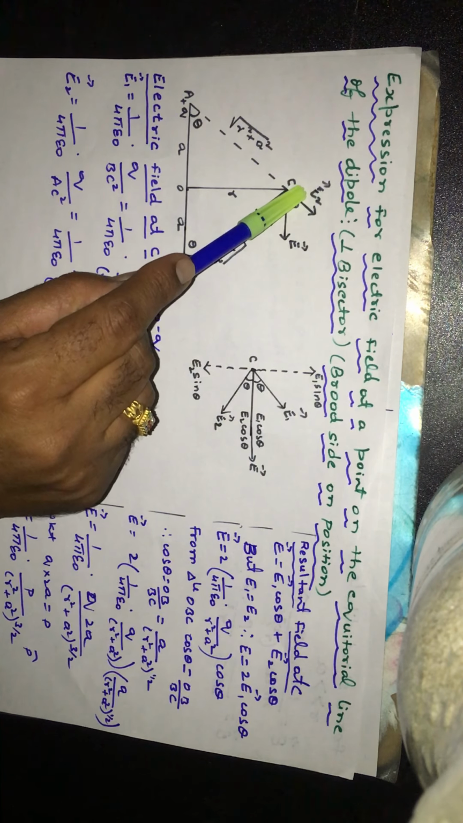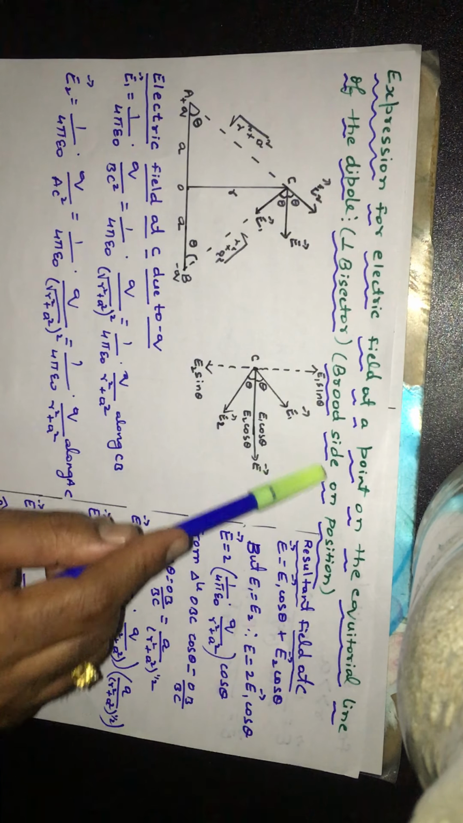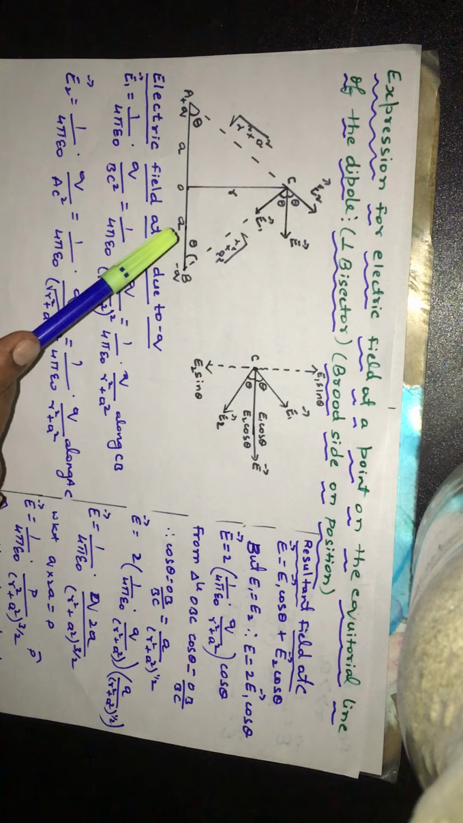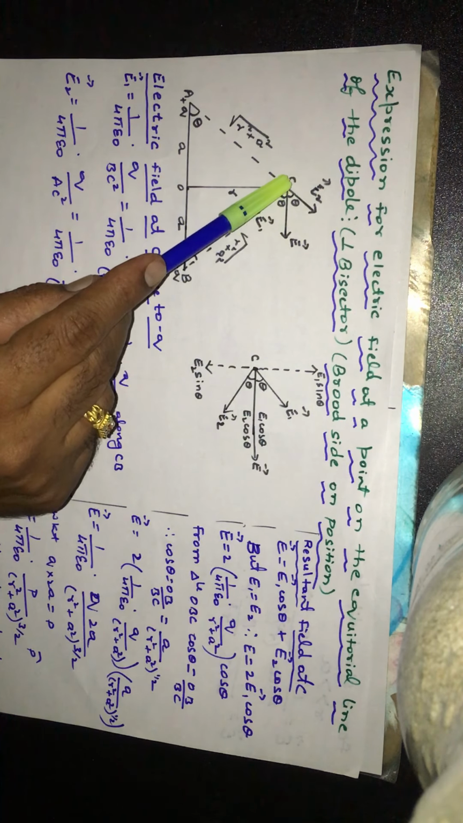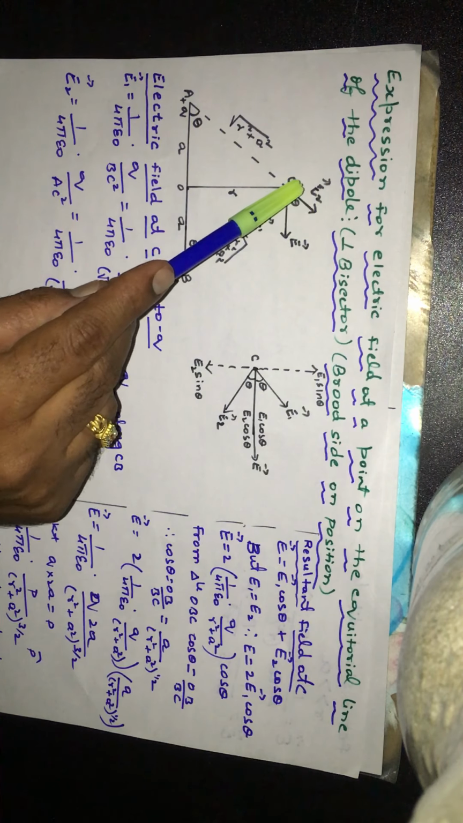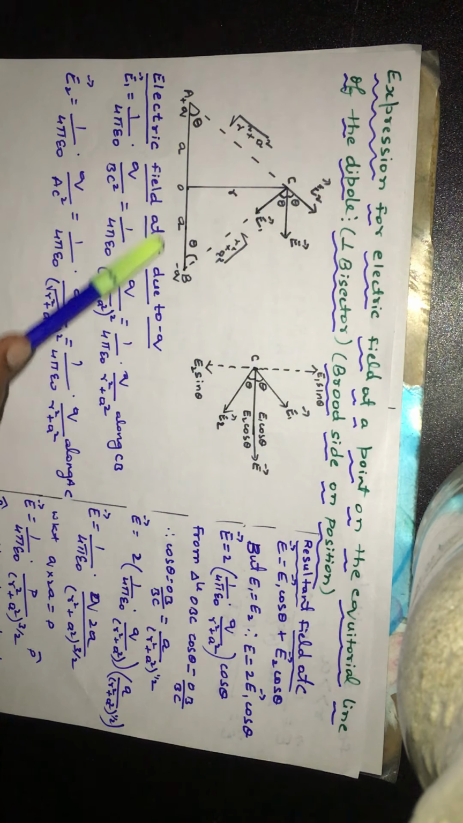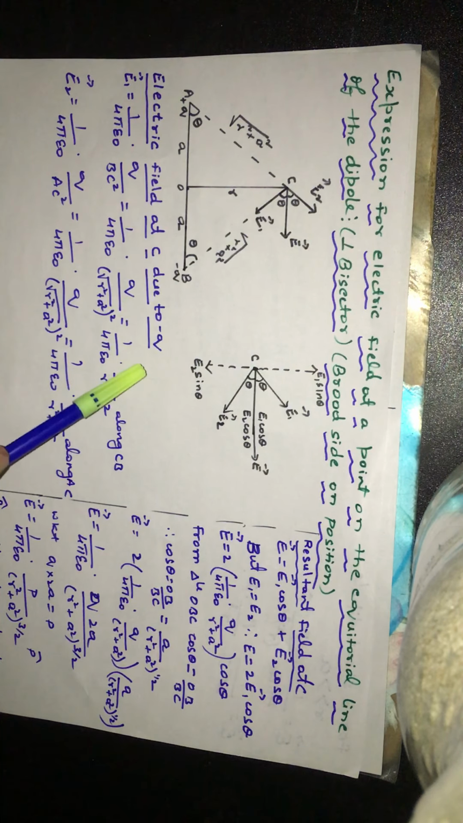So this position of C is called the broadside on position or a point along the equatorial line of the dipole. Now we are interested in deriving an expression for the resultant electric intensity at C due to a dipole at A and B. So, electric field at C due to minus Q.